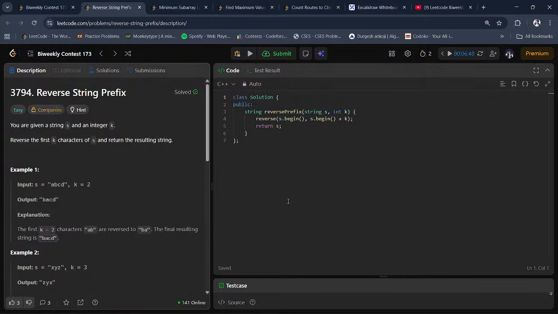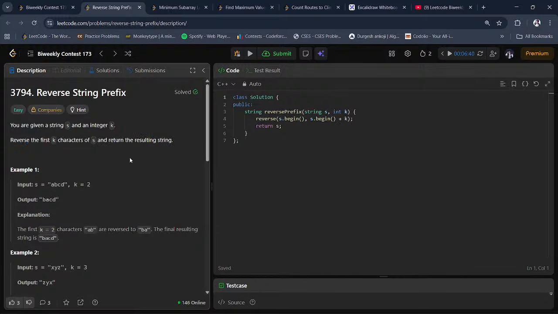Hello everyone. My name is Durgesh. I will be taking today's PCD. Today it is bi-weekly contest 173, and I will be explaining all four problems. The first problem is reverse string prefix. The problem statement says you are given a string s and an integer k. Reverse the first k characters of s and return the resulting string.